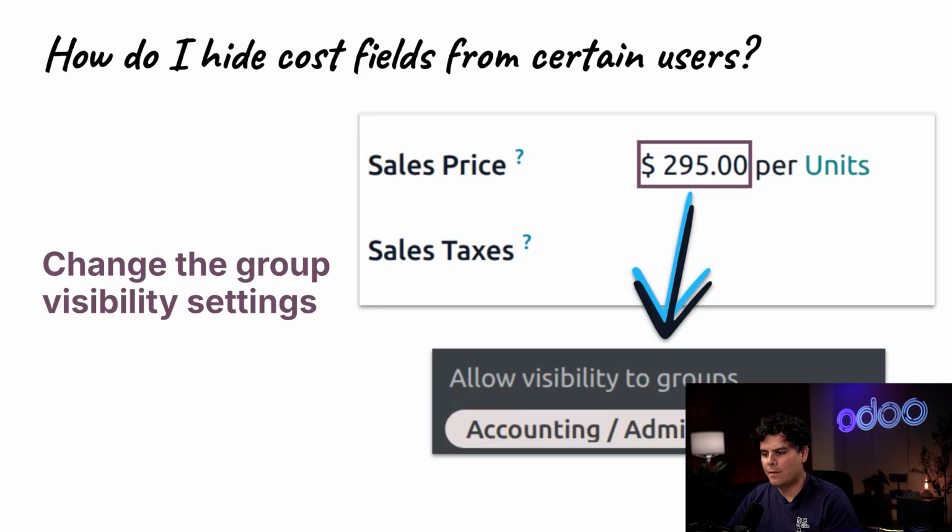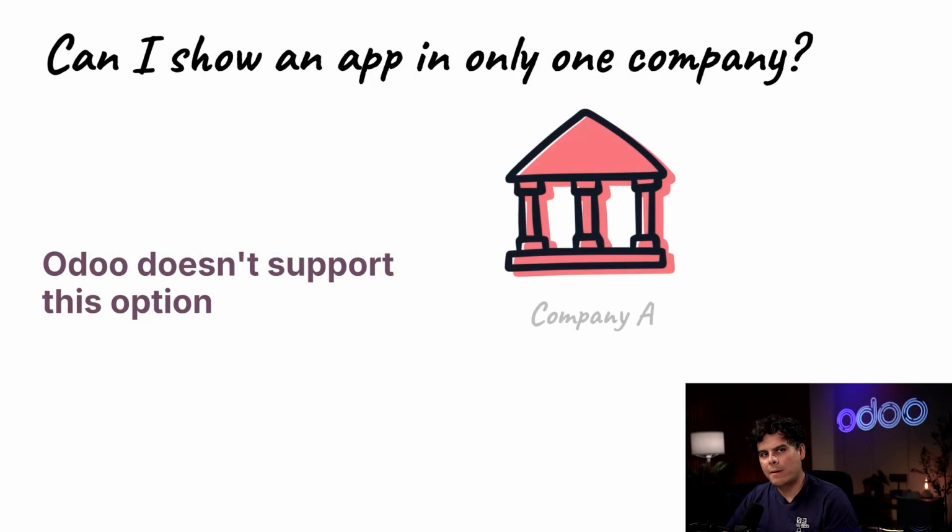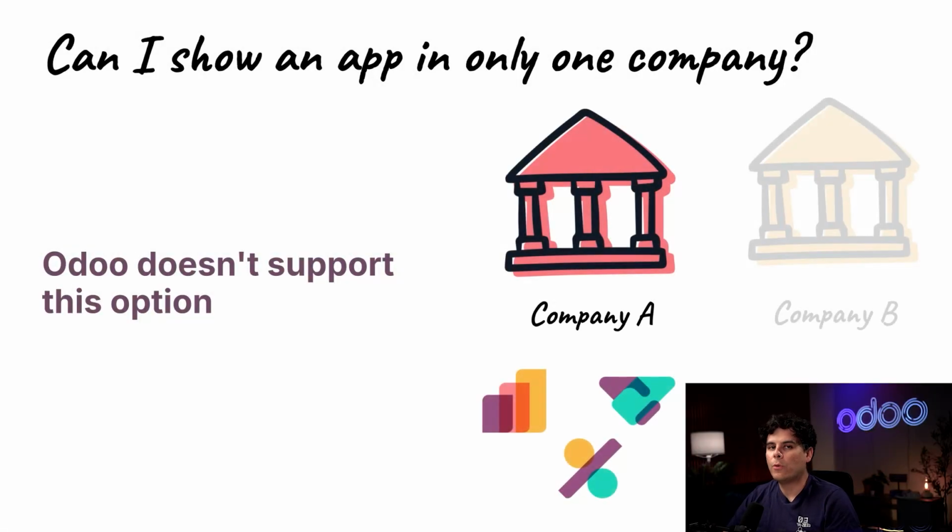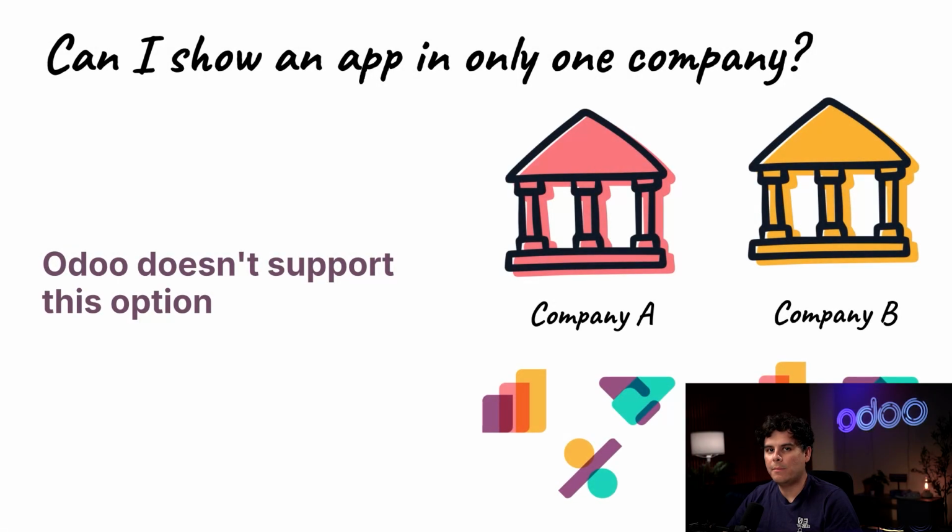Now I know what you're asking yourselves. Can I restrict an app to one company? Unfortunately, Odoo does not support app visibility by company out of the box. If this is a must have, it will require a custom development. I'm sorry.